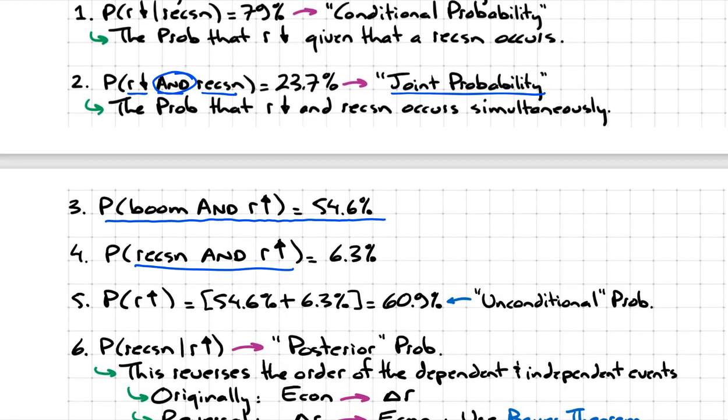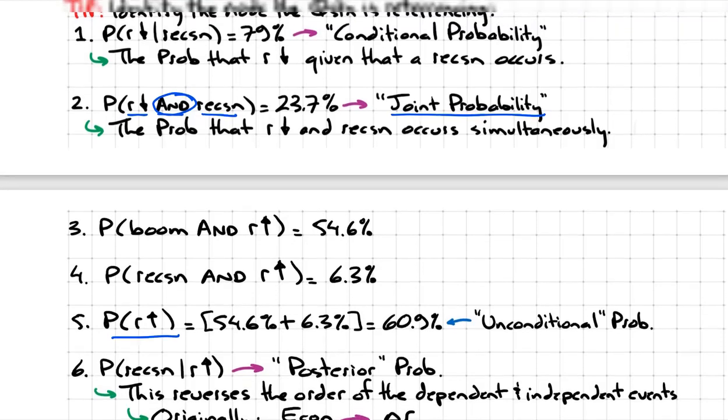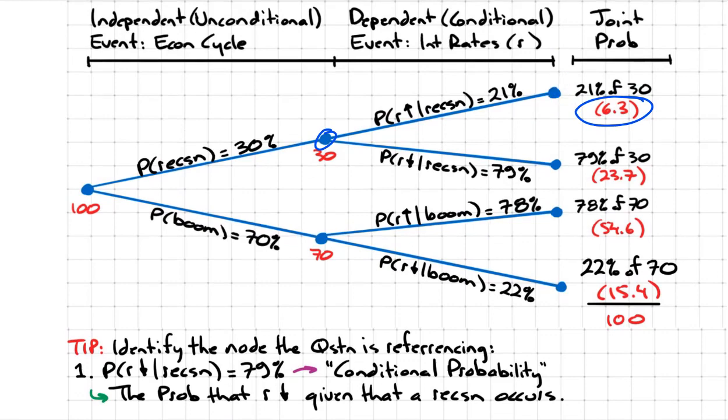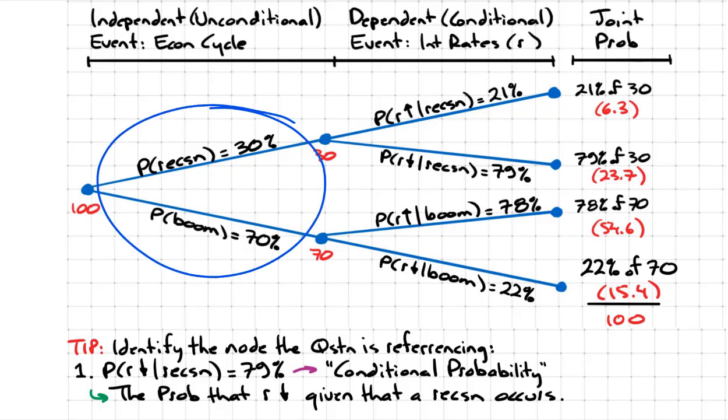So now what they're asking is, what's the probability that interest rates will increase? So let's go to our table, or tree, if you will. They're saying, what's the probability that interest rates will increase? So which node are we looking at? Which nodes represent interest rate increasing? It's nowhere here, right? Because that's just talking about the economy being in recession or boom.